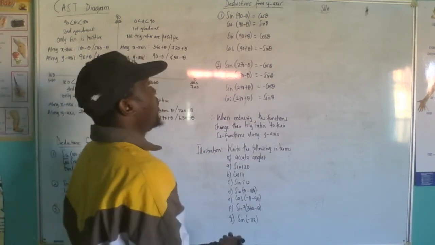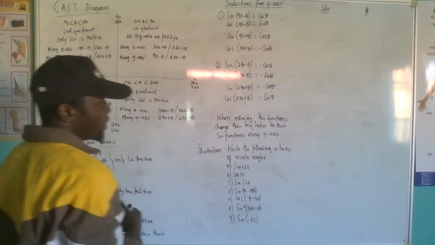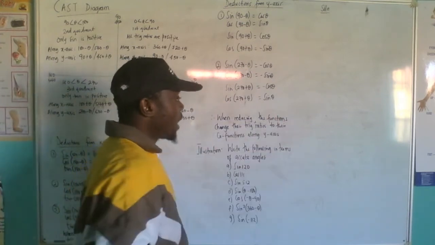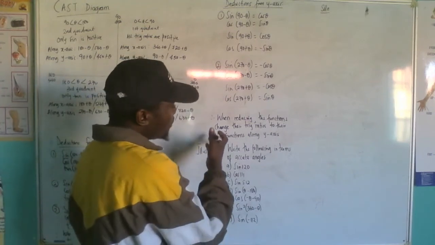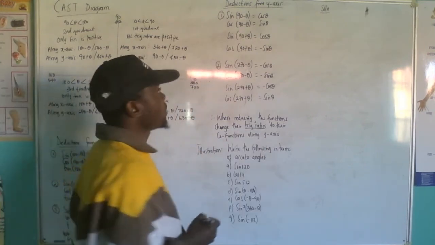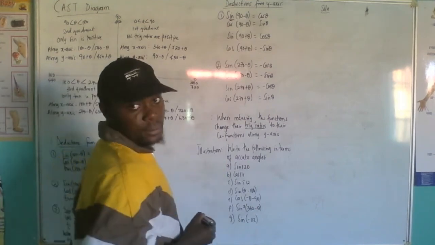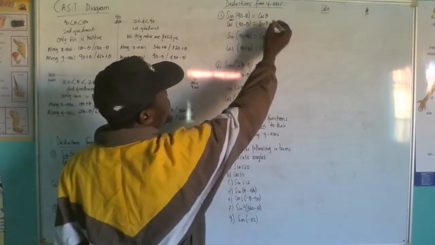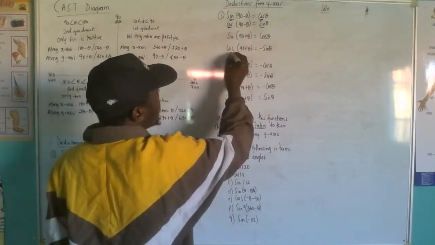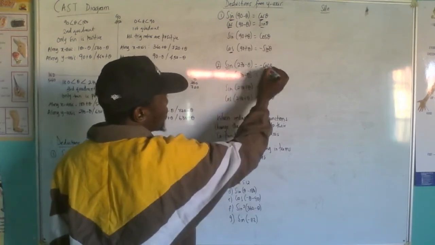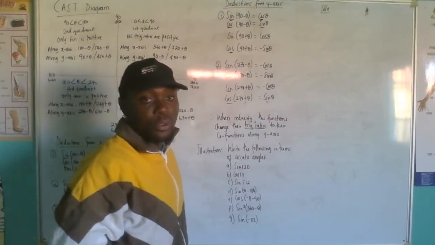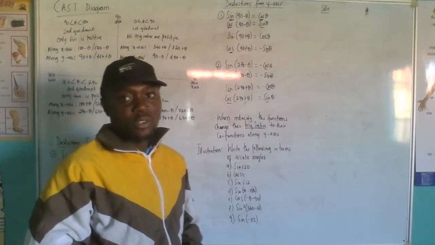So that means for the angles along the y-axis during reduction, we will see that our functions change their trig ratios to their co-functions. This is what I'm talking about. The sine ratio will change to cos ratio. The cos ratio will change to sine ratio. So that's how the trig ratios change to their co-functions.